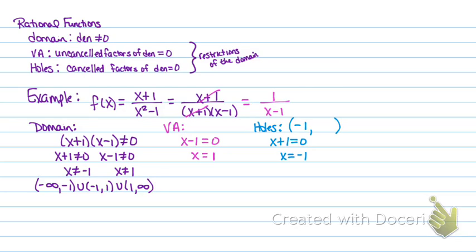Now plug it into the reduced piece of this, okay? Because if you put it into the other, it's going to give you an undefined because it's not really there. It's a hole. So we're going to find our y by plugging it into the 1 over x minus 1. It's 1 over negative 1 minus 1, which is 1 over negative 2. So you get negative 1/2.